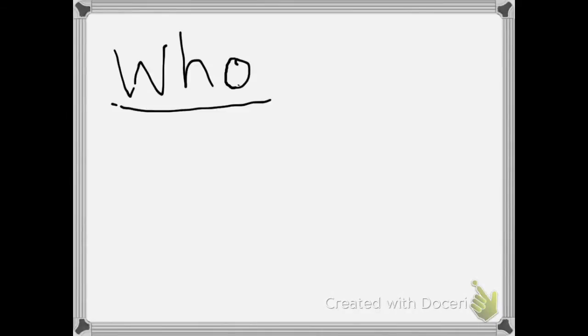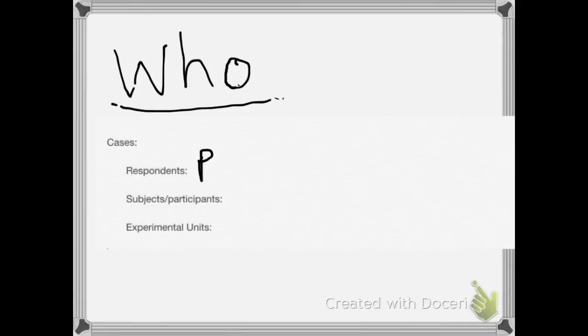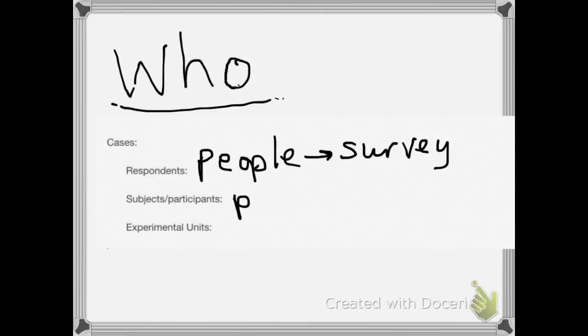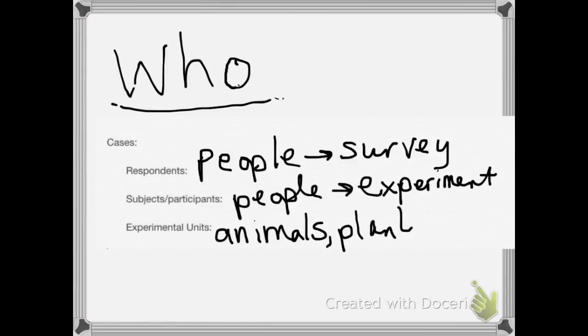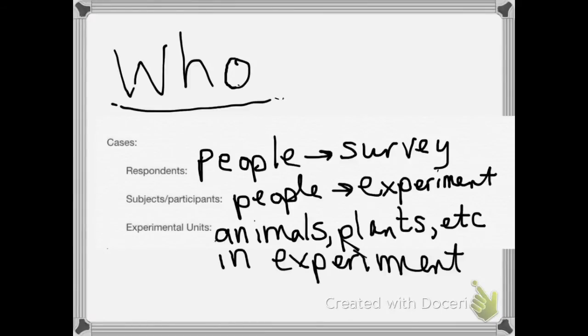Okay, so let's talk about the who's some more. So the who's, these are the cases, and there's three different things you can have. You can have respondents, subjects or participants, or experimental units. So respondents are people from surveys. Subjects or participants are people from experiments. Experimental units are animals, plants, etc., which are done in experiments, which makes sense because it's experimental units. Okay?